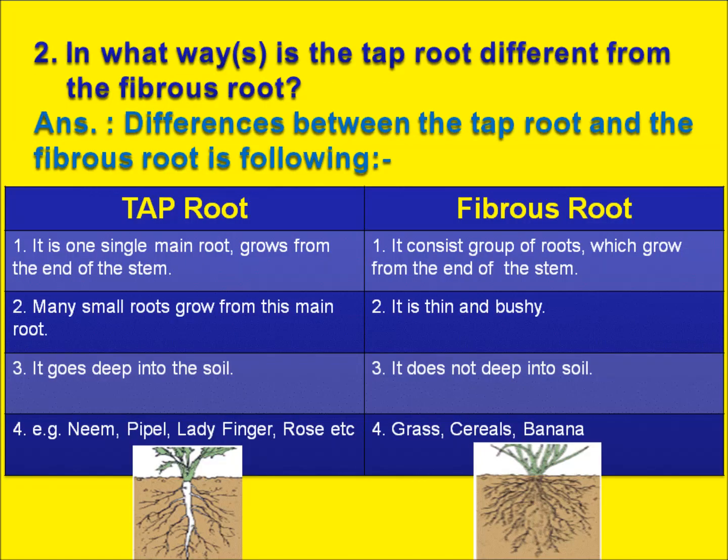Your next question is, in what way is the taproot different from the fibrous root? Here I have given the differences column-wise. In the same way, you will make the columns and write the answer, and at the end you will draw a diagram also.